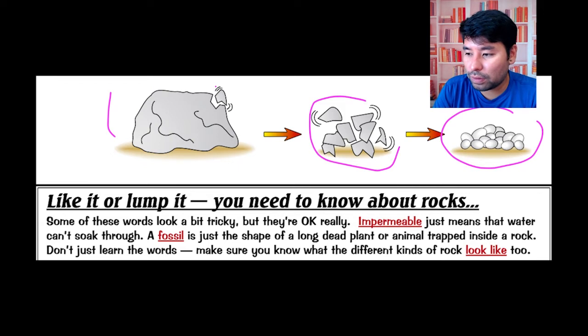Some of these words look a bit tricky, but they are okay, really. Impermeable just means that the water can't soak through. A fossil is just the shape of a long dead plant or animal trapped inside a rock. Don't just learn the words. Make sure you know what the different kinds of rock look like too.